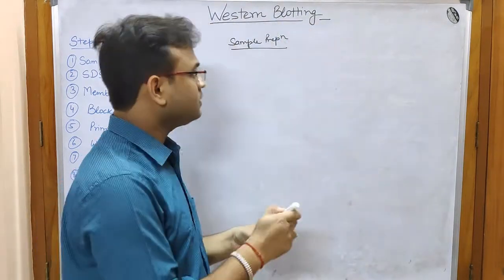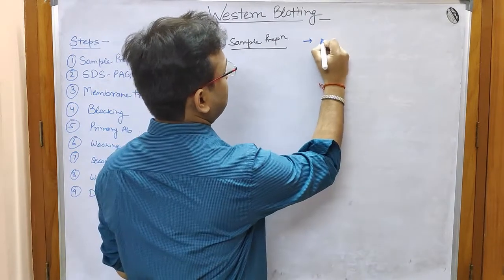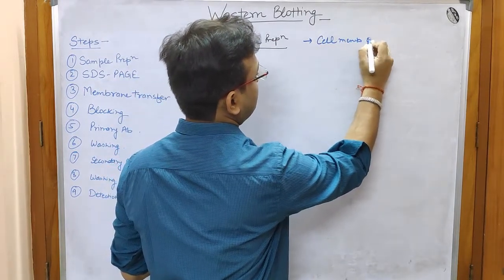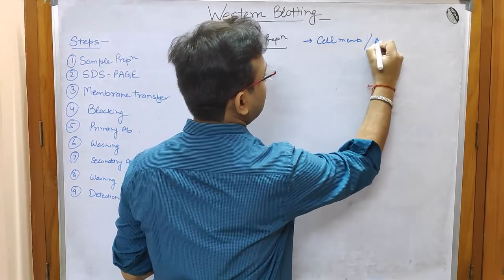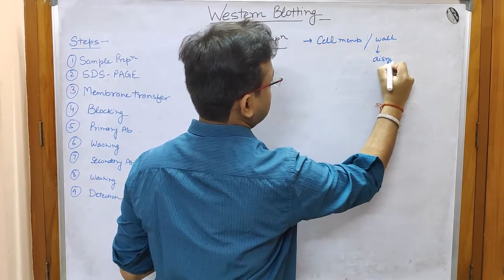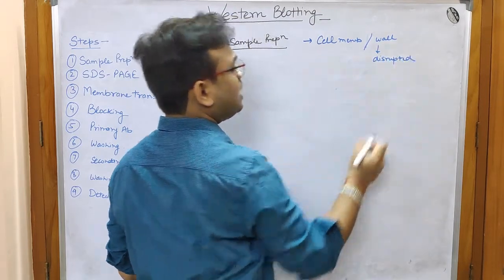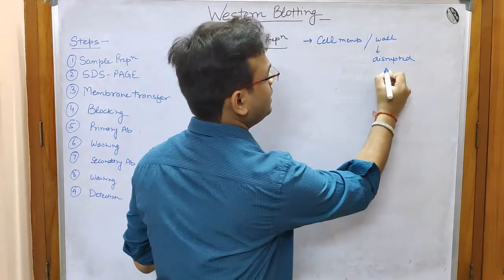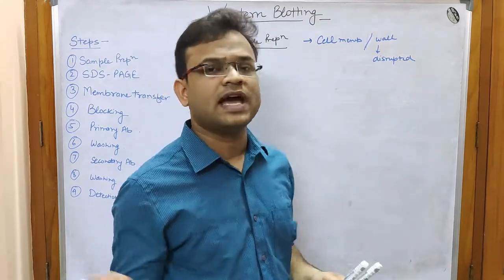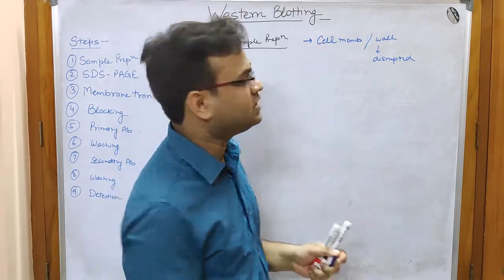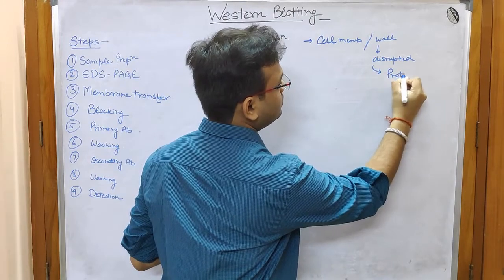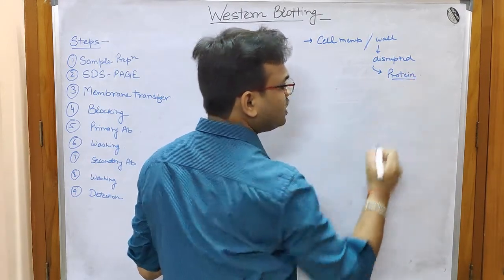So the cell membrane or cell wall is disrupted, and it can be disrupted through various methods such as sonication or mechanical shearing. You can use any number of methods, and after disruption you get your protein component.